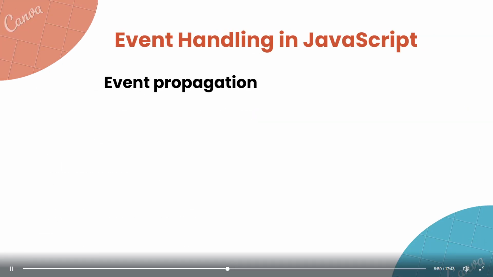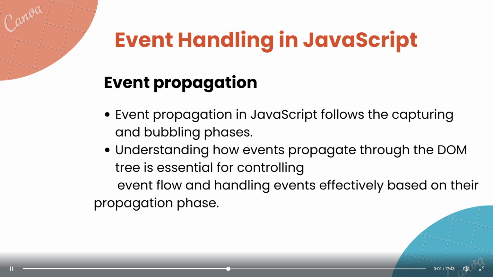Event propagation. Event propagation in JavaScript follows the capturing and bubbling phases. Understanding how events propagate through the DOM tree is essential for controlling event flow and handling events effectively based on their propagation phase.